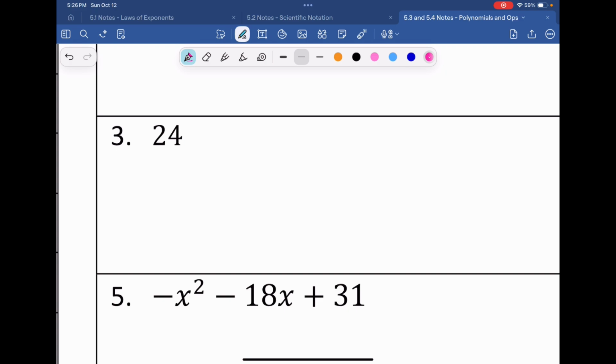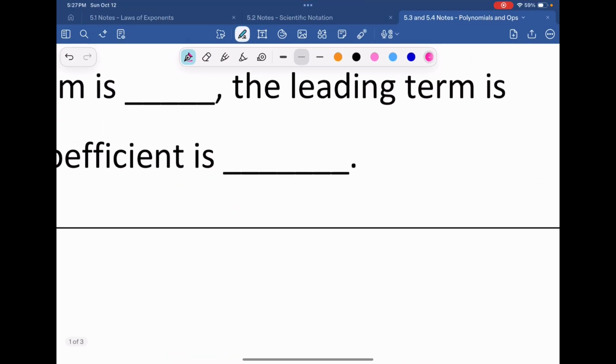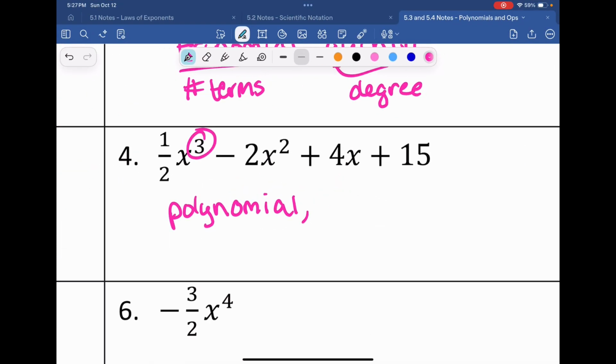It is 1 term. You have no addition or subtraction signs, so it is a monomial. I also don't have any variables, so this is a constant. I have 1, 2, 3 addition and subtraction signs. So this is a polynomial because you have more than 3 terms. Highest exponent is the 3. So this is cubic.